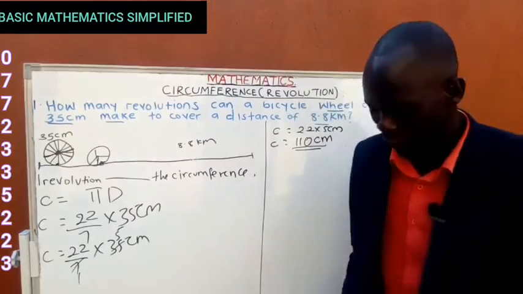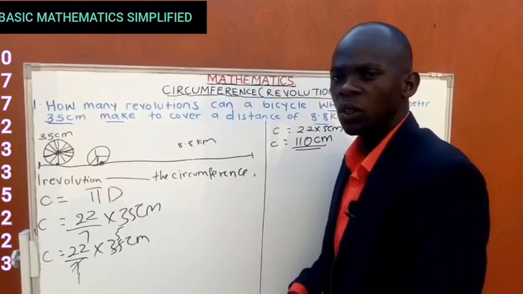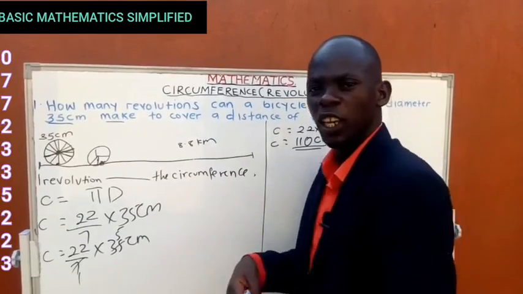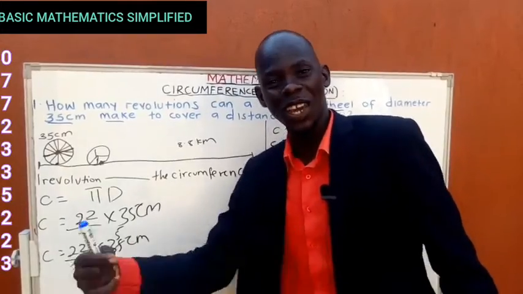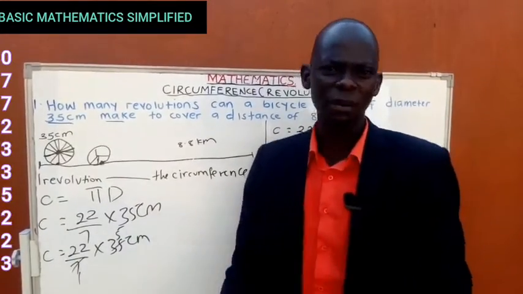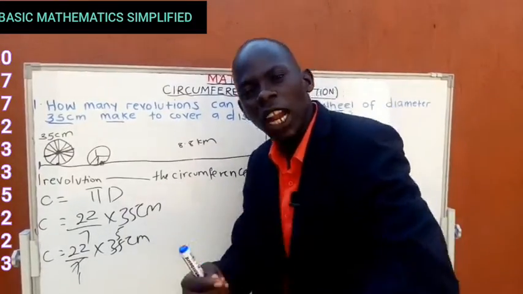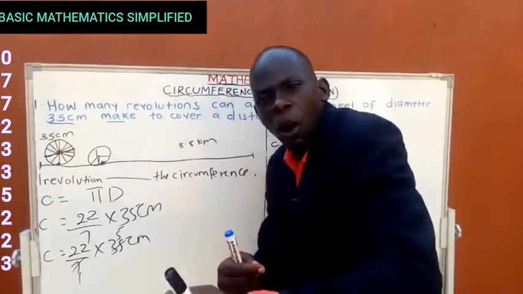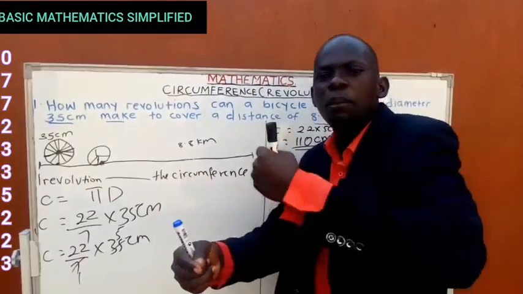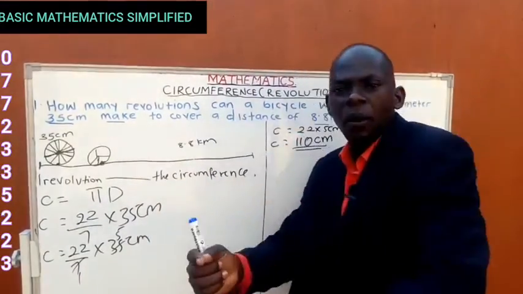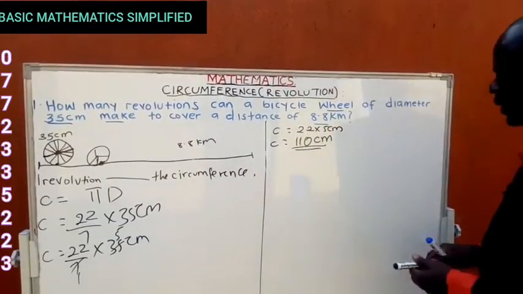So how many 110s? Actually, that's the language I can use here. How many 110s will be there to cover a distance of 8.8 kilometers? How many 110 centimeters will be there to cover a distance of 8.8 kilometers? That is something very simple, by the way. So we are now getting the number of times this wheel will rotate, or the 110 will be counted there until you make 8.8 kilometers.